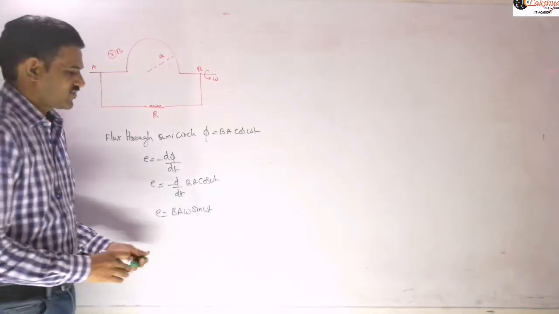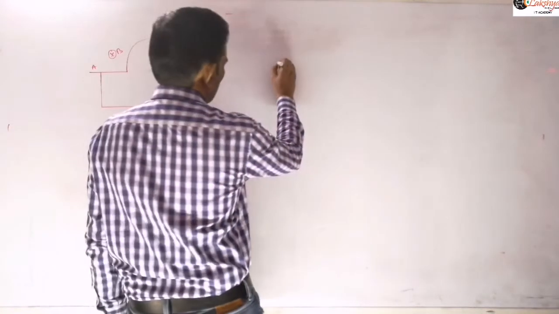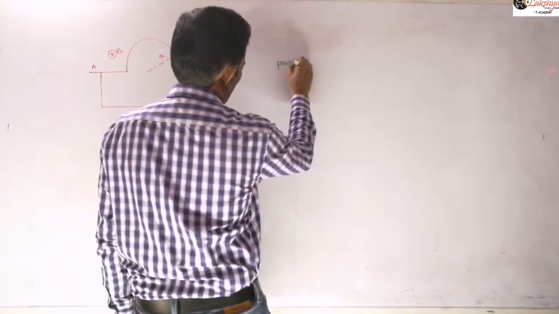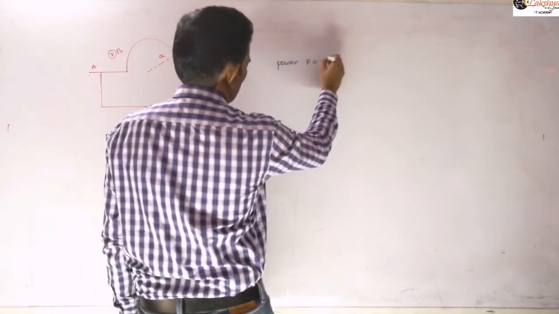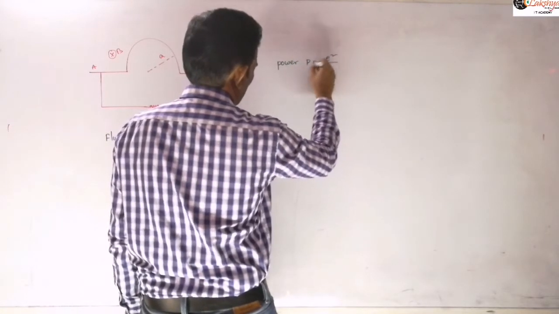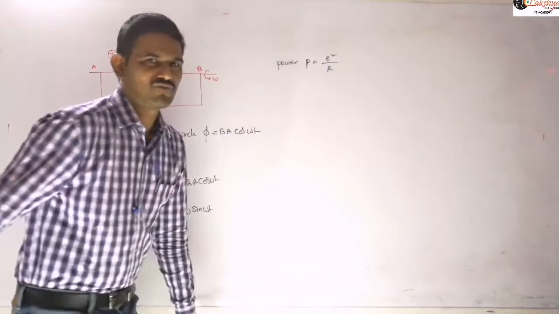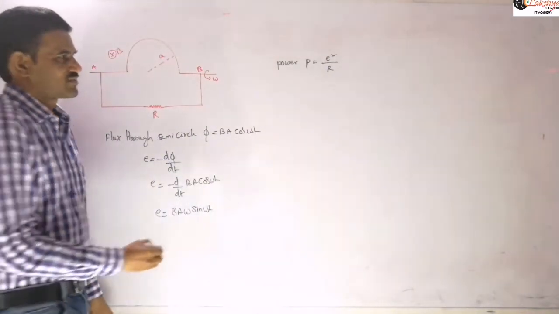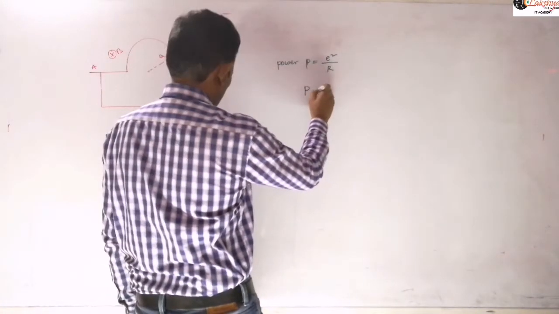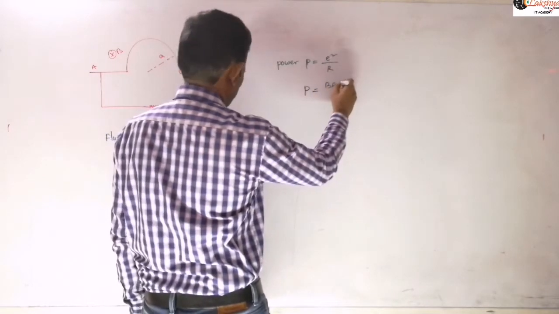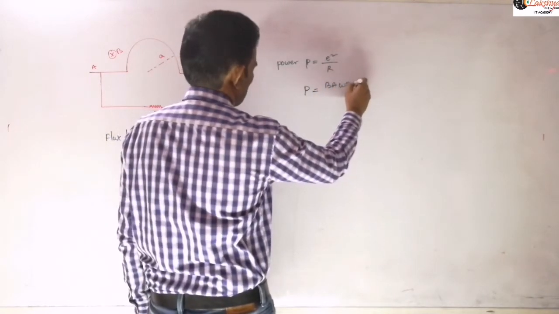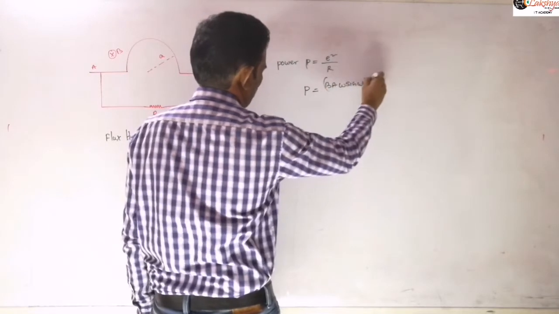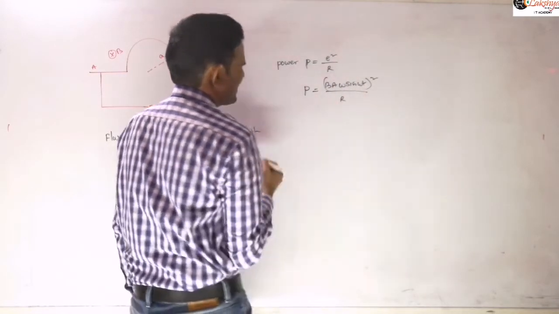And so then after that what we can write is power developed. So power produced in that resistance we can write as E square by R, that means like V square by R formula. Now that V is nothing but this expression. So now you can observe that this is the instantaneous power here. So then this is BA omega sin omega t whole square by R. So this is the instantaneous power.